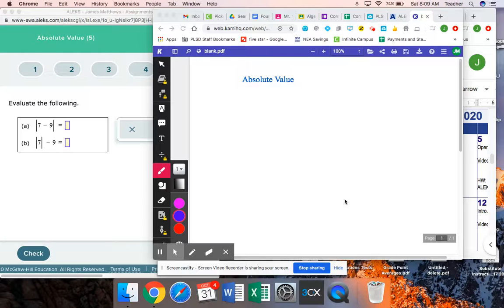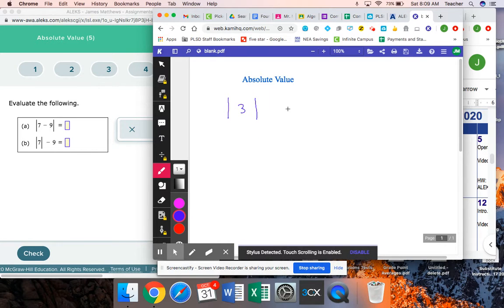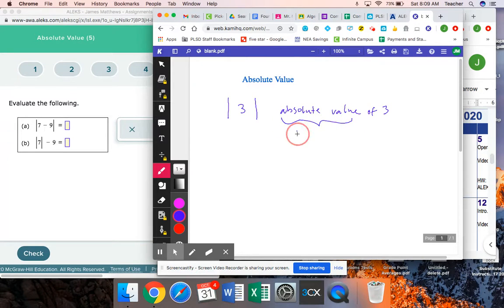All right, I want to talk about absolute value really quickly here. And by absolute value, I just mean this symbol right here. You have two bars. If I have a 3 inside of it, that says the absolute value of 3. The phrase absolute value means the distance from zero. So what this is saying is that I'm talking about 3 units from zero.